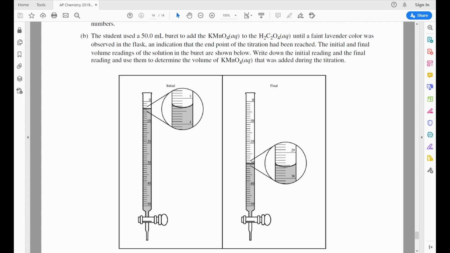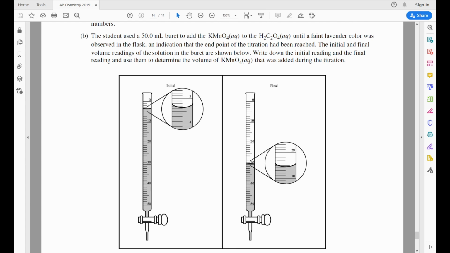But let's talk about some key points there. First, notice how I went from the top down because burettes count down. 0 is at the top, 50 is at the bottom, so it would be 1 milliliter, 2 milliliters, and so on. Secondly, I'm measuring from the bottom of the curve, the bottom of the meniscus. That is where you always measure from on a burette. Don't forget that. Third, whenever I'm between, I always go to a half.